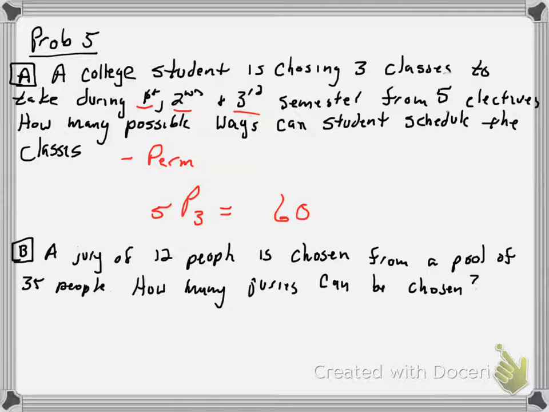And B, a jury of 12 people is chosen from a pool of 35 people. How many juries can be chosen? Okay, well, for the juries that can be chosen here, does the order matter when I pick? If I pick you first or I pick you 12th to be in the jury, you're still part of the jury. So order doesn't matter. So when order doesn't matter, that's going to be a combination. Okay, so we're going to go 35C12, and that's going to give me a really big number, 834,451,800.